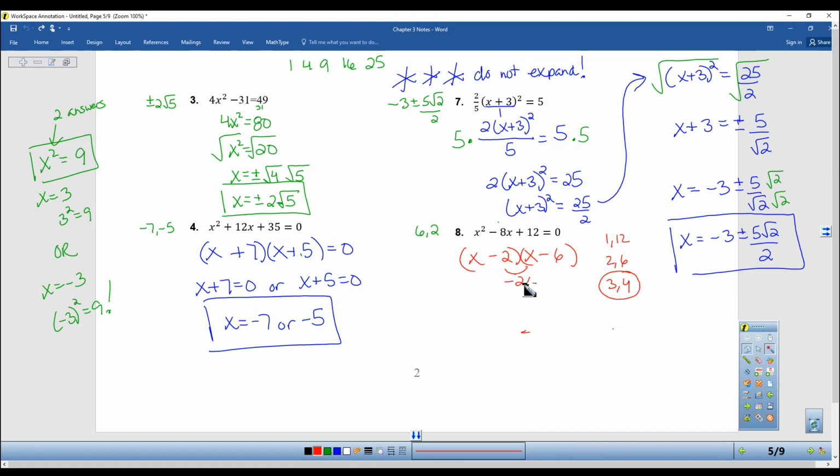So -2x and -6x would give me -8x, and the last times the last, the negative times the negative makes the positive. No excuses for not getting the factoring, because you can always FOIL it to check. Make sure you have your equal to 0. Keep your notation good.